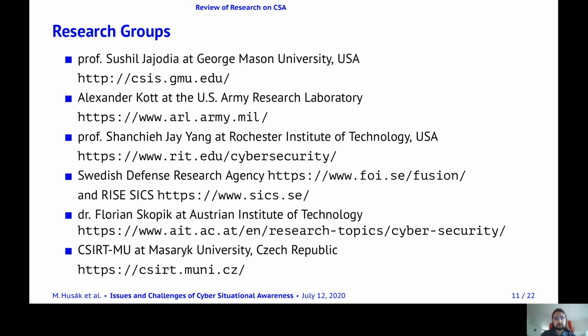Also, while going through the research works, we identified several research groups that contributed most to the topic or made the biggest impact. For example, we have 3 research groups in US that contribute a lot of very highly impactful research works, such as a research group at George Mason University, US Army Research Lab, or Rochester Institute of Technology. Also, we have research groups in Europe, in Sweden, Austria, and Czech Republic that are working on these topics.